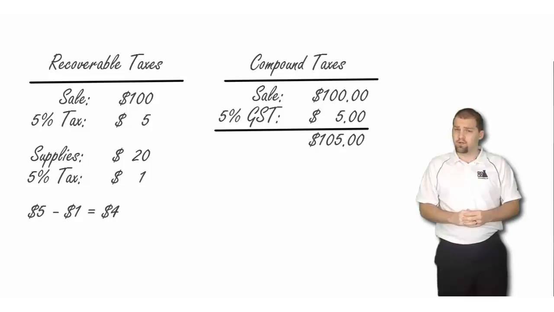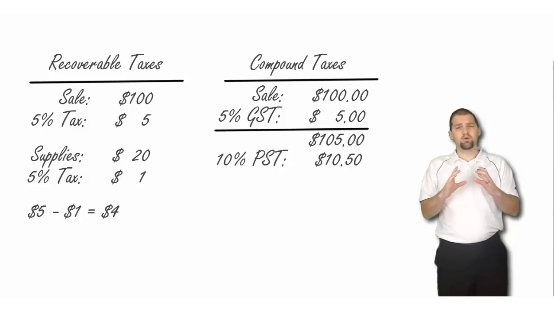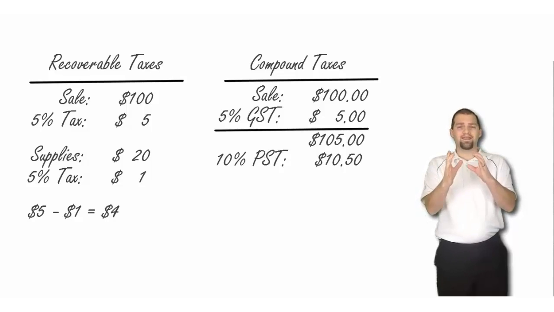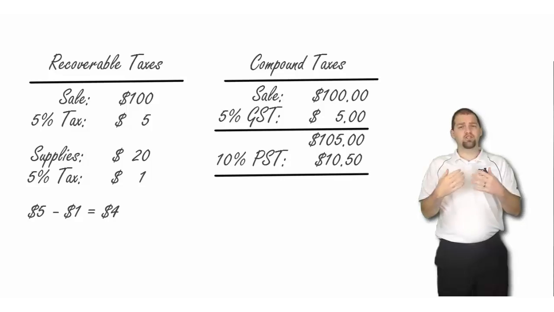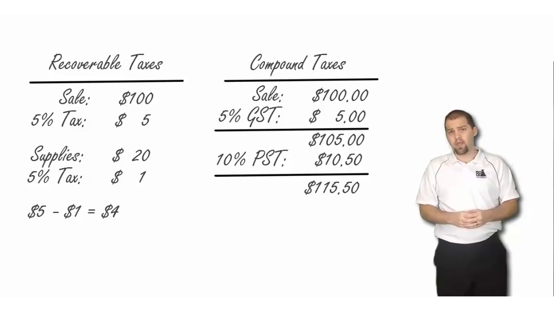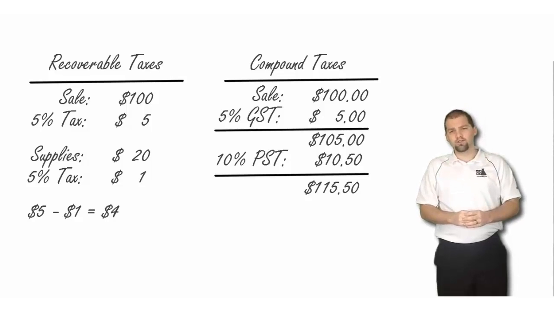But with a compound tax, we're not done yet. Let's take our PST, or our compound tax, and add it in. For this, we would take the total amount of the sale, including our tax to this point, which would be $105. Then we would times that by our tax rate, let's say 10%, giving us $10.50 of additional tax. We would add that onto the total sale, giving us a total of $115.50, which would then be due from the customer. So as you can see, with a compound tax, we're not just taxing the sale itself, but we're also taxing any previous taxes that have been levied against that sale.